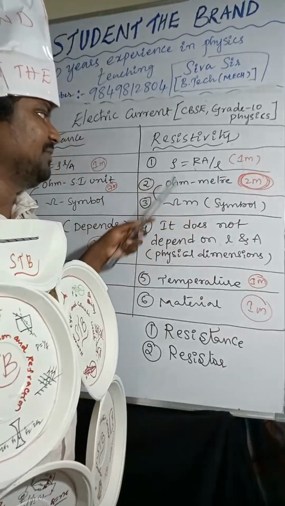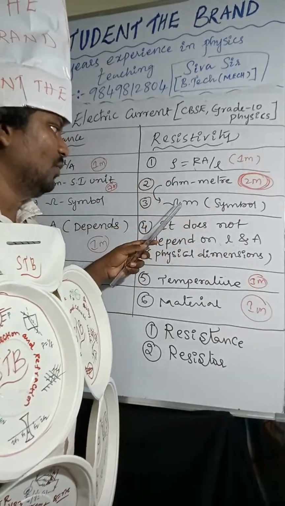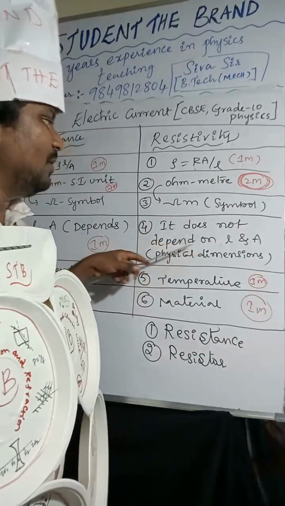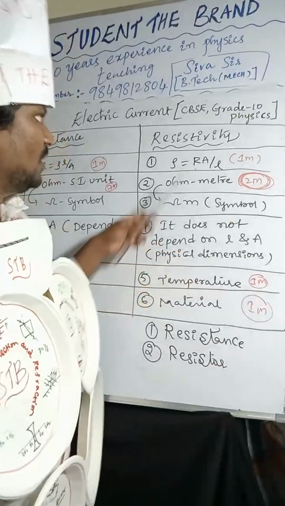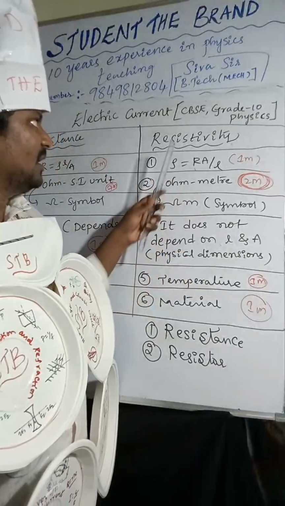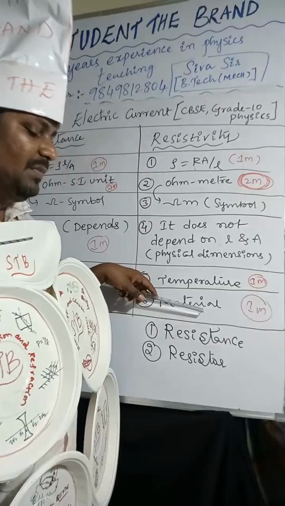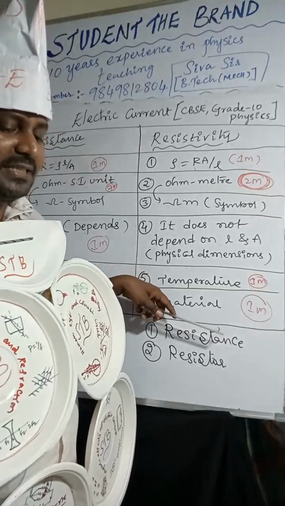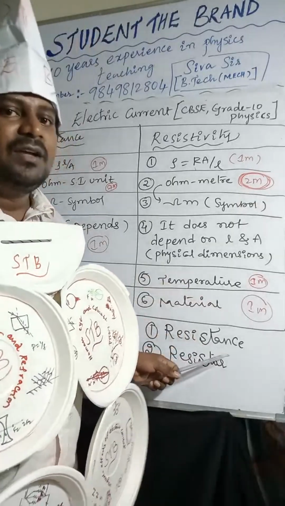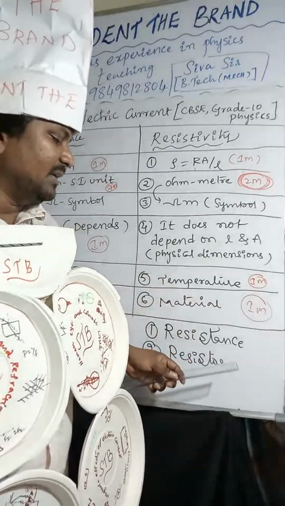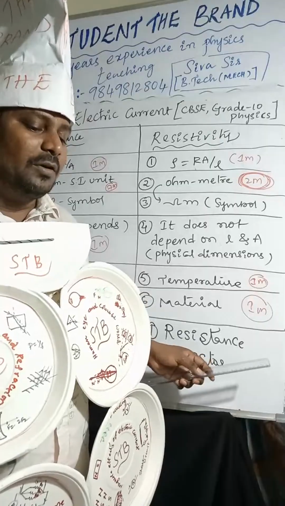Here the SI unit of resistivity is ohm meter. It does not depend on length and area, that is, the physical dimensions. Resistivity depends on temperature, and resistivity depends on the material of the conductor. Resistance is the phenomena of opposing the electric current.